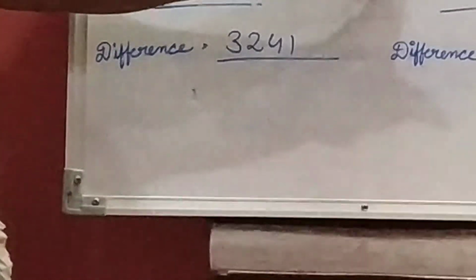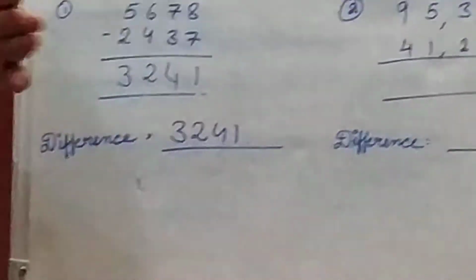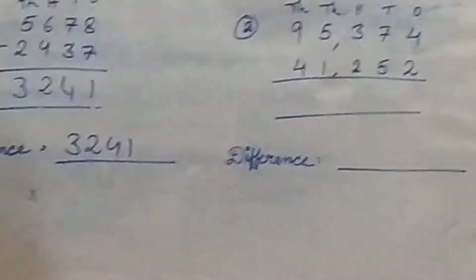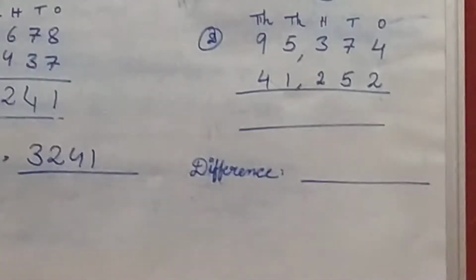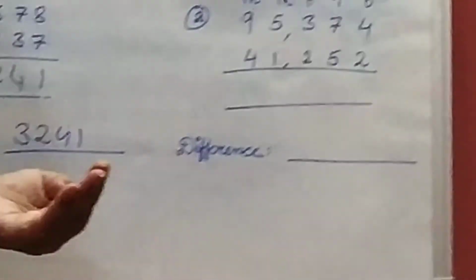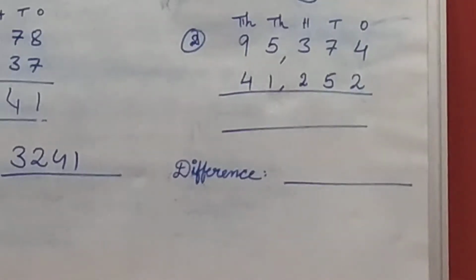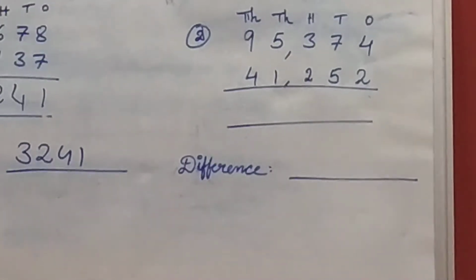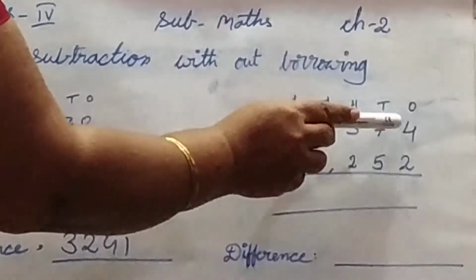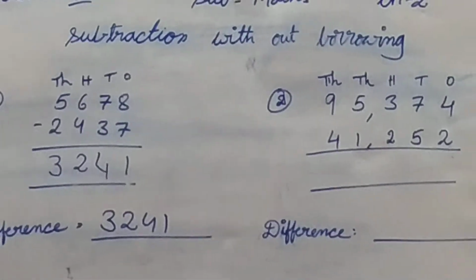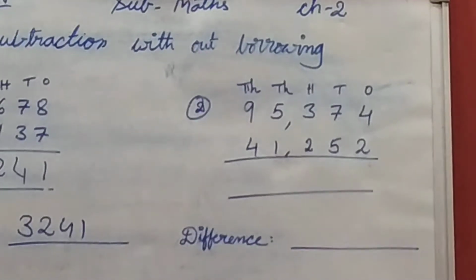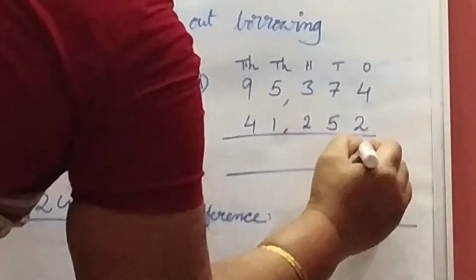Now coming to the second example, that is a 5-digit subtraction. Here we are doing a 5-digit subtraction. The same thing, we have to start doing subtraction from the right hand side corner, that is in the ones place. So here in the ones place, what are the digits in the ones place? 4 and 2. Means we have to subtract 2 from 4. Here 4 minus 2 is 2.